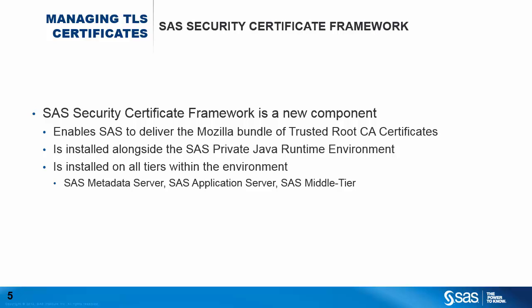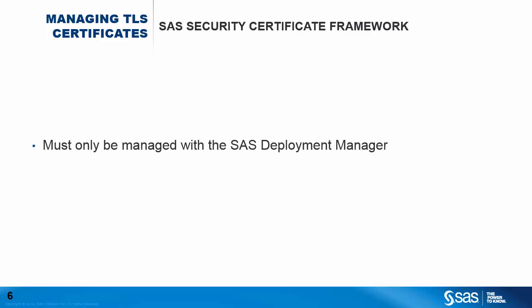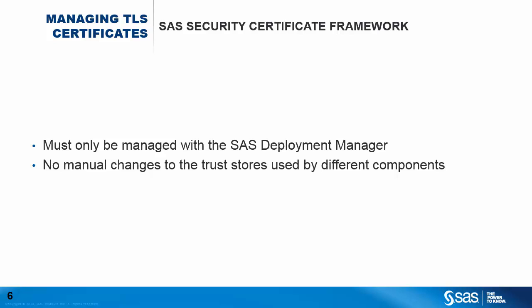It will be installed on each of the server tiers, from the metadata to the middle tier, and it will also be installed on each client machine where the SAS private JRE is deployed. Note, it will not be deployed with just Enterprise Guide or the SAS add-in for Microsoft Office. The SAS Security Certificate Framework provides a bundle of trusted CA certificates. As such, this bundle of CA certificates should only be managed using the SAS Deployment Manager. With the third maintenance release of SAS 9.4, there should be no manual changes to the trust store used by the majority of SAS components.